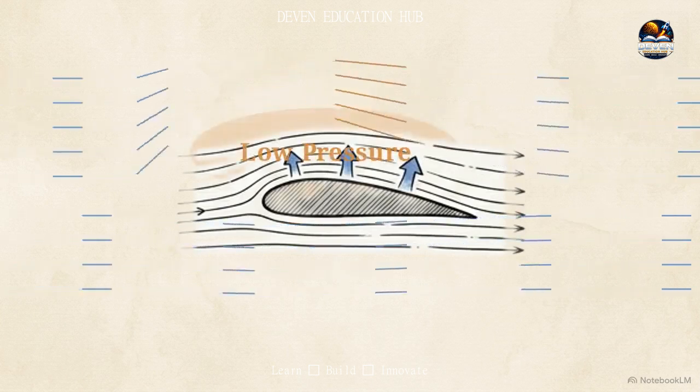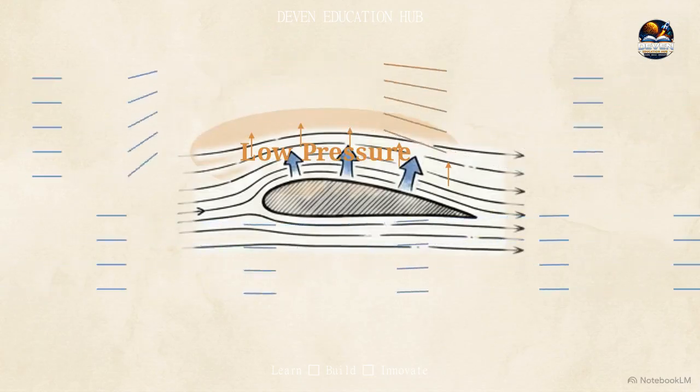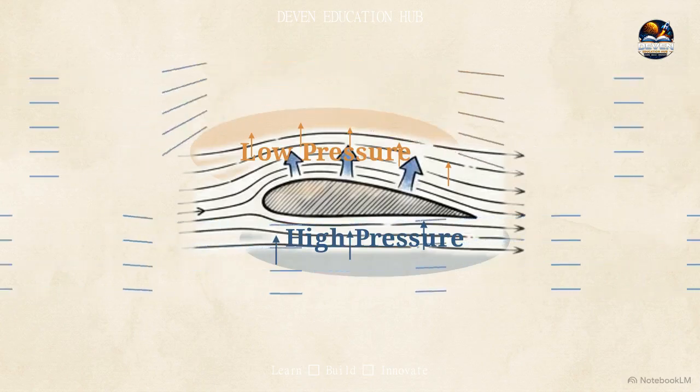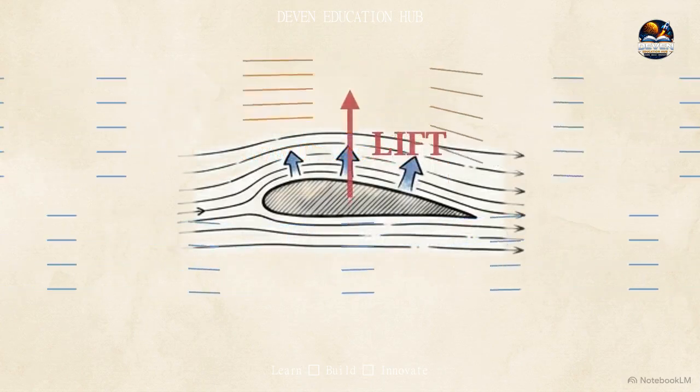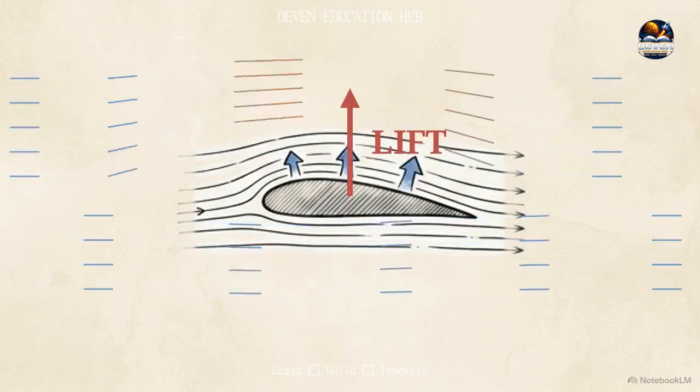air. This shape forces the air moving over the top to travel faster. As the air speeds up, it stretches out, creating a zone of low pressure above the wing. This pressure difference literally sucks the wing upward, while the higher pressure underneath gives it a boost from below.